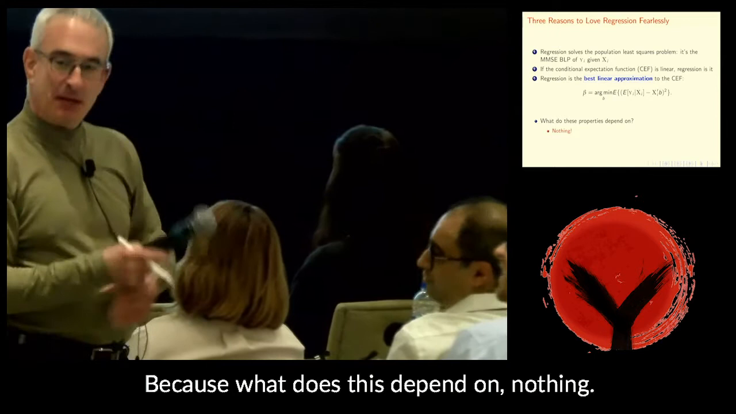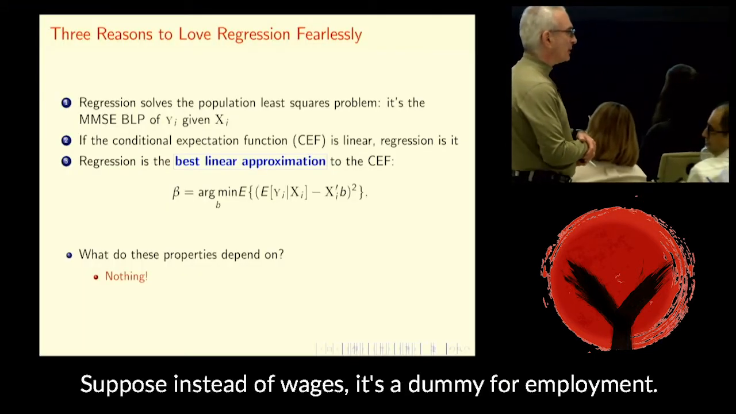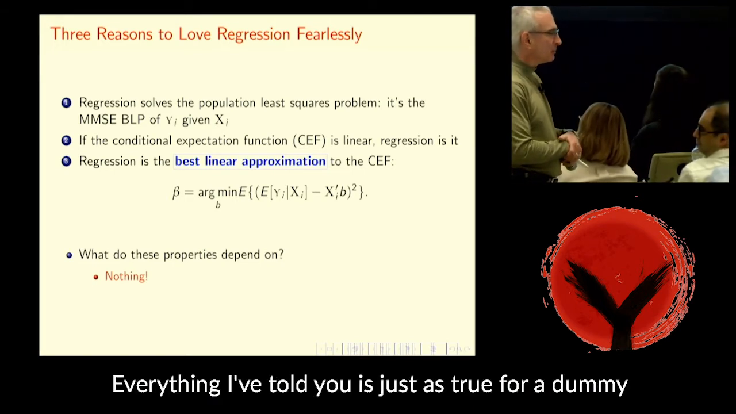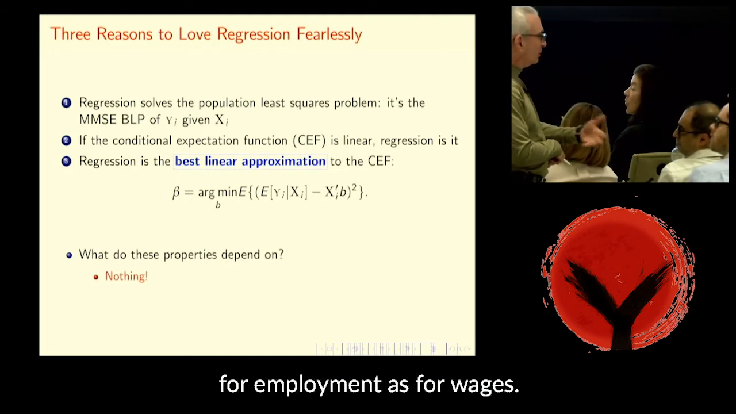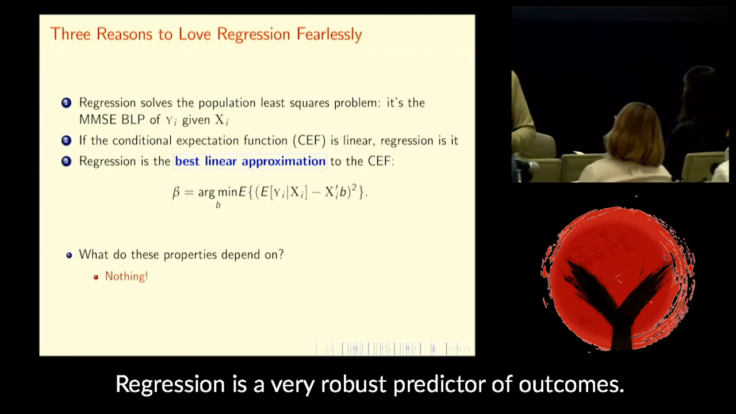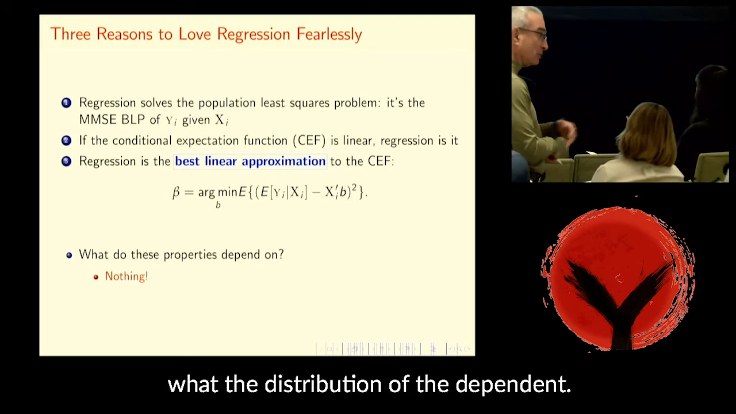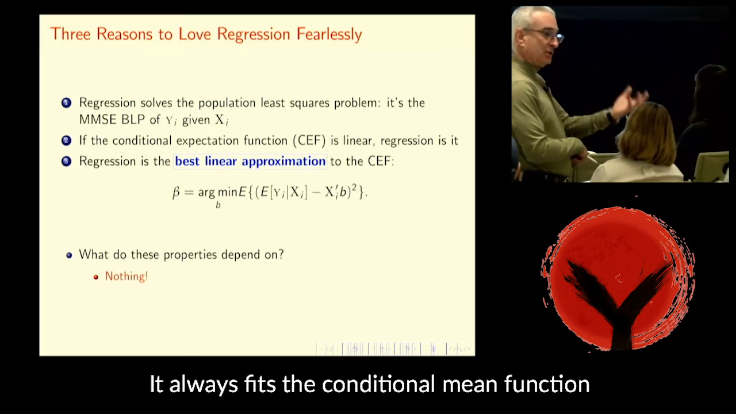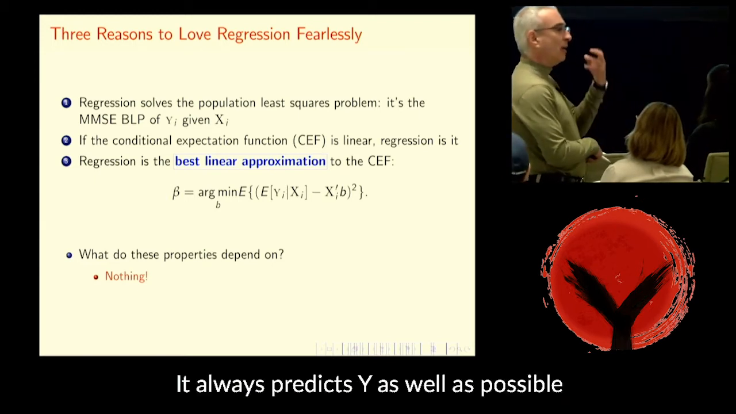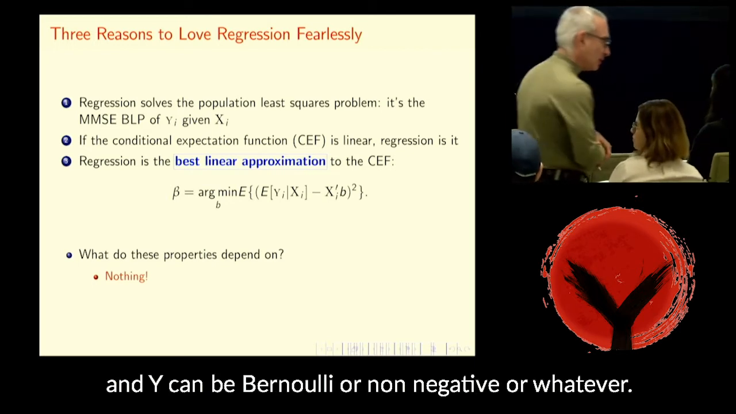Because what does this depend on? Nothing. Suppose instead of wages, it's a dummy for employment. You might think, oh, I should do probit or something. Everything I've told you is just as true for a dummy for employment as for wages. Regression is a very robust predictor of outcomes, and it doesn't matter what the distribution of the variables is. It always fits the conditional mean function as well as possible. It always predicts y as well as possible, and y can be Bernoulli or non-negative or whatever.